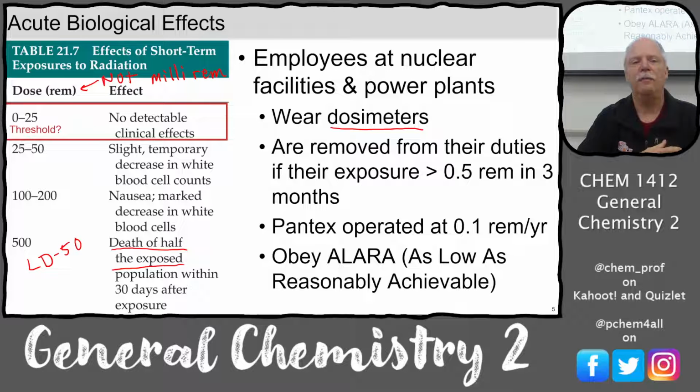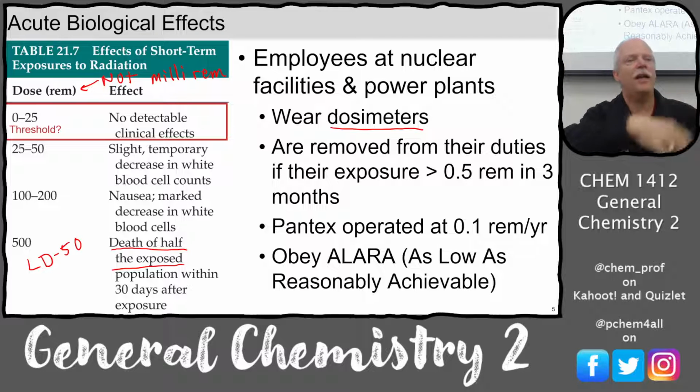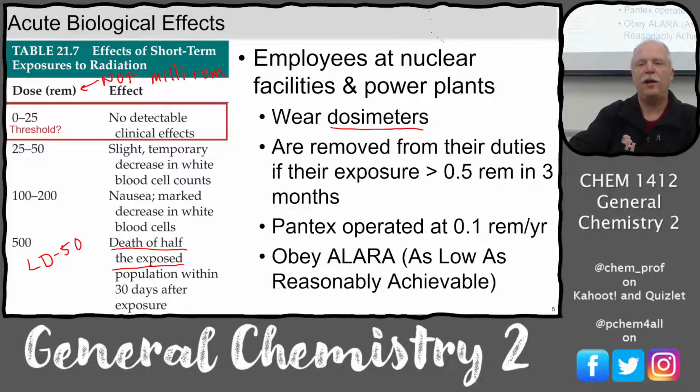And our occupational safety folks, once a month, would come through and pull all those badges down, put all fresh badges up, and then they take our badges and analyze how exposed the film was. And they would tell us our dose that we got the previous month. Okay. Now, if our doses, like in nuclear power plants and so on, go over half a rem in 3 months, then they're removed from their duties.